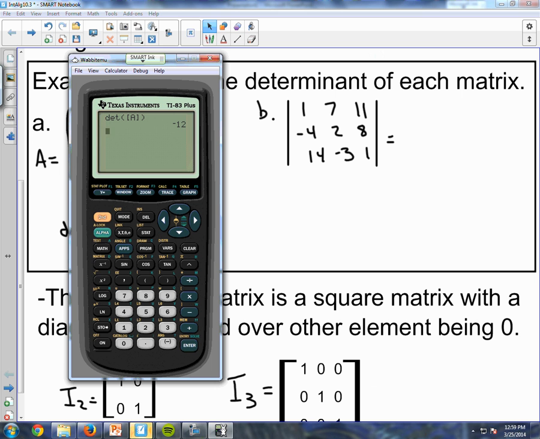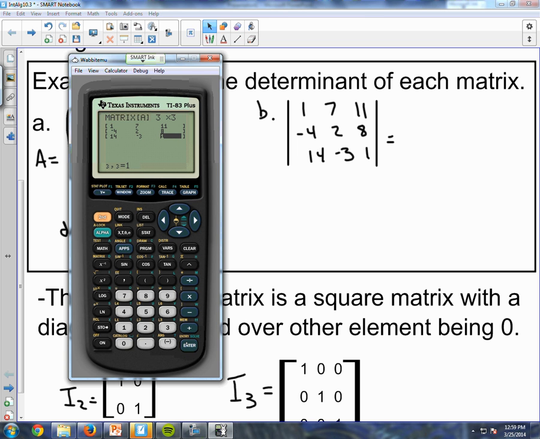For the next one, we've got those vertical bars. And what do those tell us we're going to take? The determinant. So we're going to go back to our calculator, go back to matrix, and I'm going to edit matrix A. What dimensions does this one have? 3 by 3 is right. So 3 by 3. It resets it. We type everything: 1, 7, 11, negative 4, 2, 8, 14, negative 3, and 1.